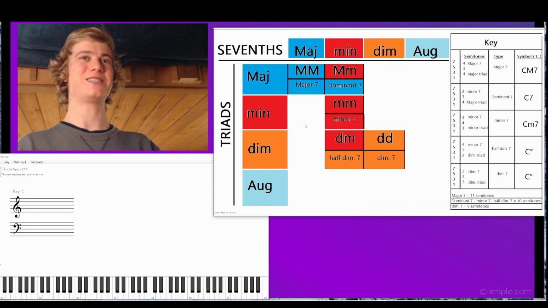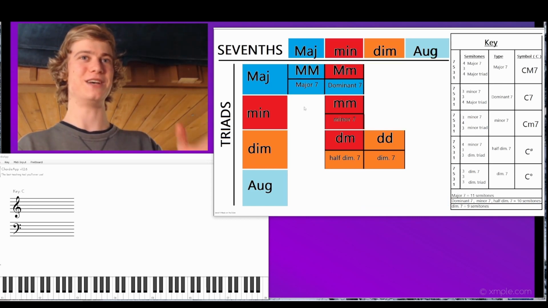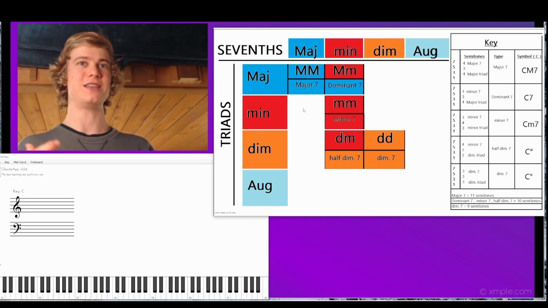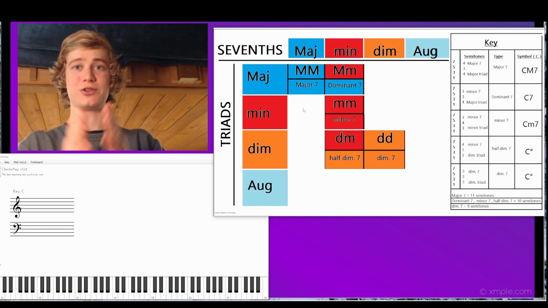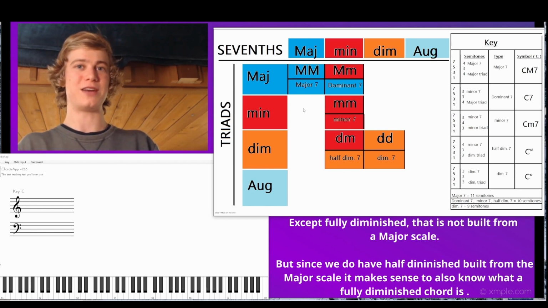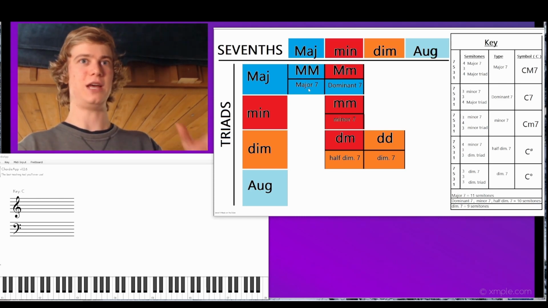Okay, so now back to the simpler photo of just the 5 most common types of 7 chords. These are the most common types of 7 chords because this is what happens when you take a major scale and you start to build 7 chords, giving you the notes that are in the key. You get these 5 different variations of 7 chords. You get a major 7th, you get a dominant 7th, you get a minor 7th, you get a half diminished 7th, and you have a diminished 7th.